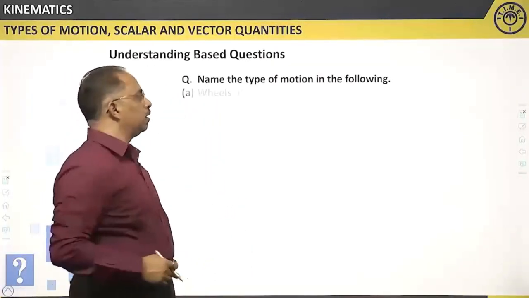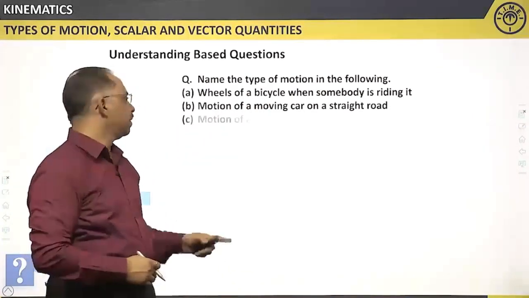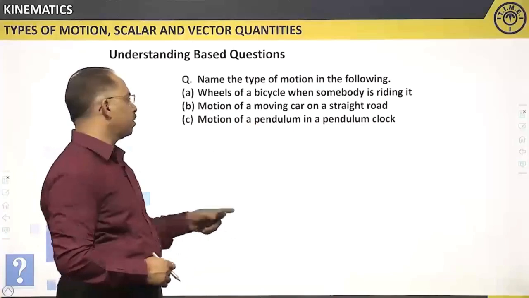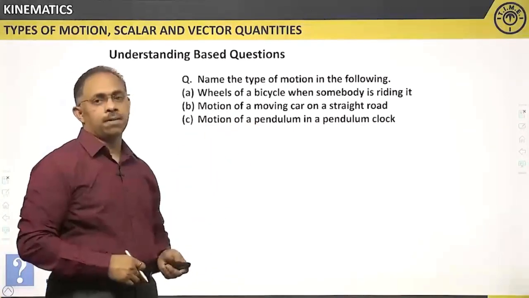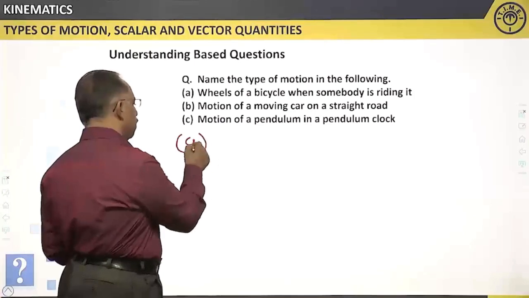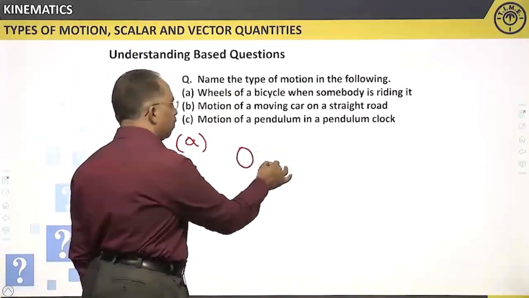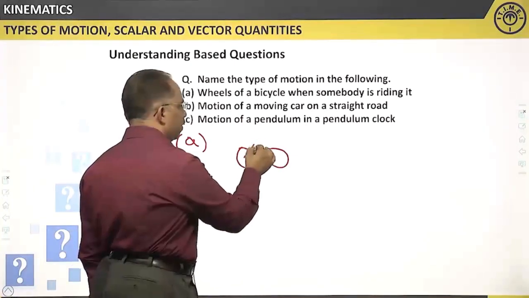Name the type of motion involved in the following: wheels of a bicycle when somebody is riding it, motion of a moving car on a straight road, motion of a pendulum in a pendulum clock. The first one, if you consider A, the motion of the wheels of a bicycle. If I consider the bicycle over here, the wheels of a bicycle.